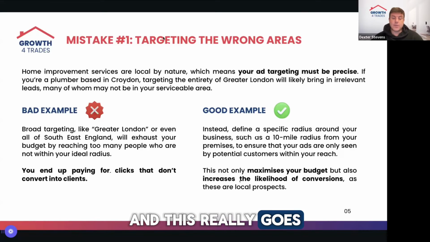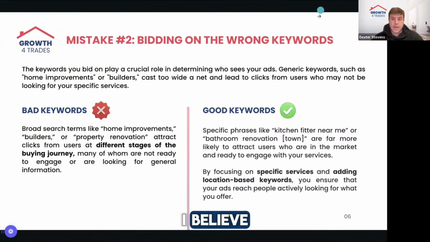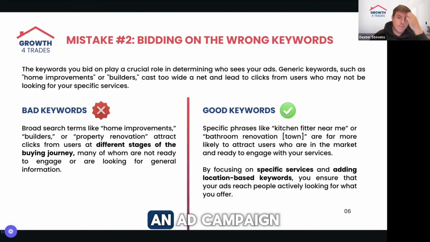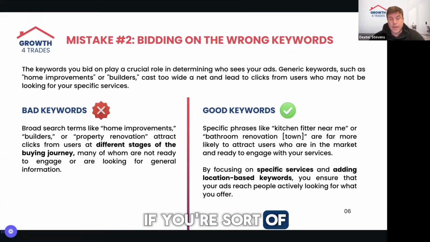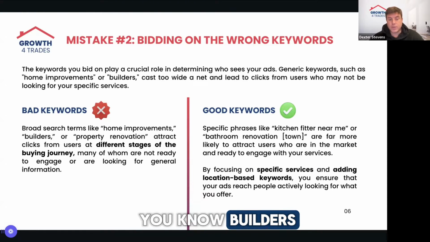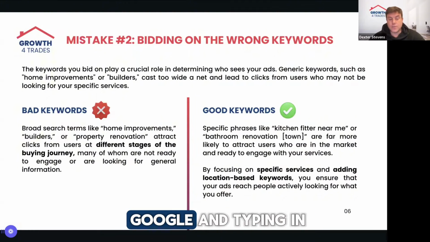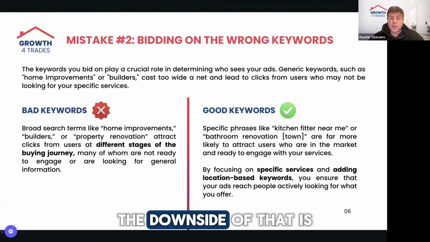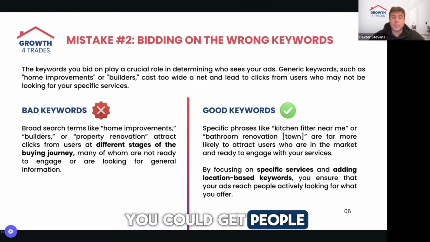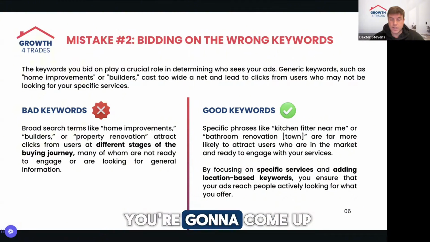And this really goes into the next point, I believe, and that's bidding for the wrong keywords. So going into an ads campaign, if you're at a basic level, or you have some knowledge of it, obviously the way Google works is that you would bid for a keyword, such as, if you're a builder in this example, you'd be looking at builders. Someone goes onto Google and types in the keyword builders. Obviously, the downside of that is if you've not targeted your location, you could get people outside of that location looking for builders, and you're going to come up.